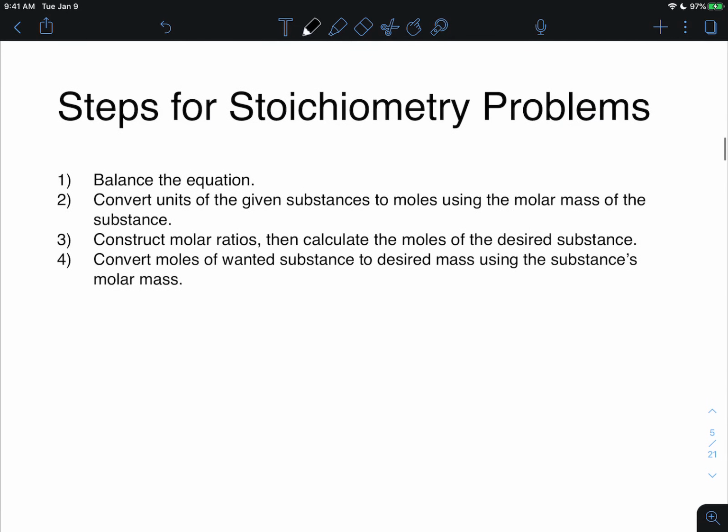Okay? So when we do stoichiometry problems, the very first thing, we need a balanced equation. We can't do anything without a balanced equation because that tells us our relative amounts of everything. Then whatever unit we have, we're always going to convert it into moles. The only way that we relate things within a balanced equation is with moles.